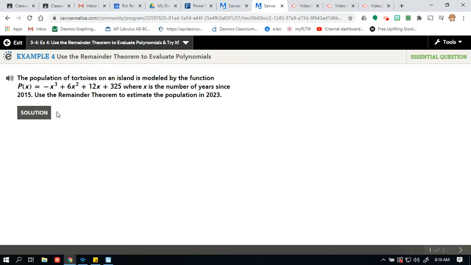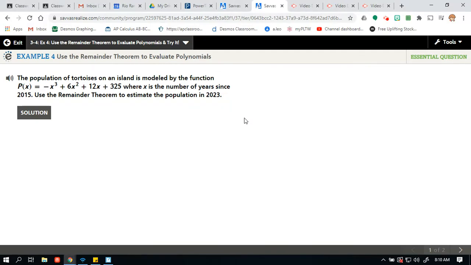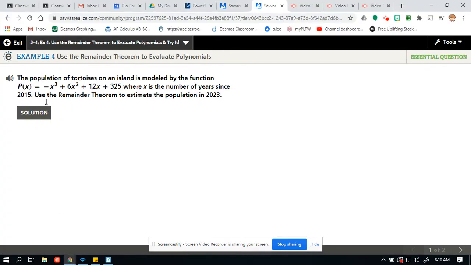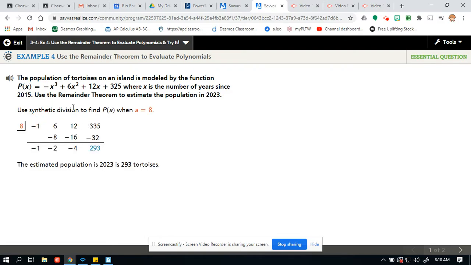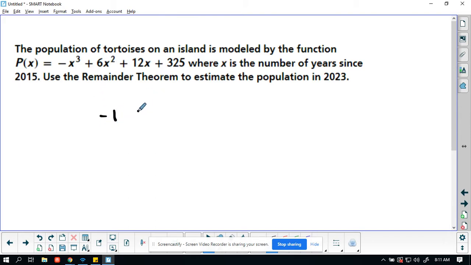All right, so we're going to look at the synthetic division here. So again, I'm going to jump over here. I'm going to make this -1, 6, 12, and 325.